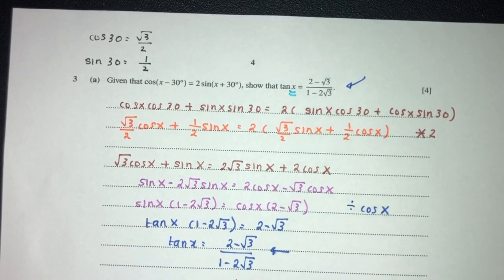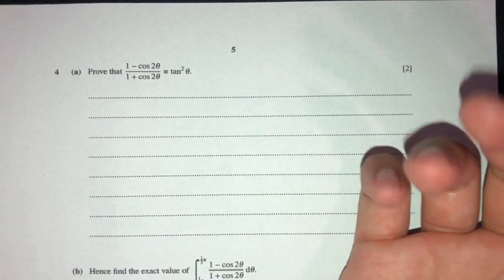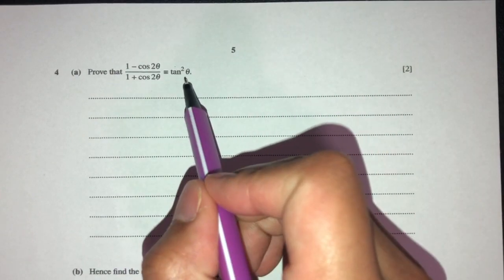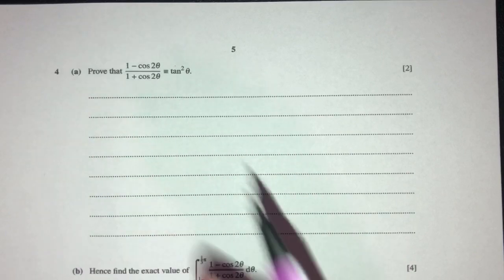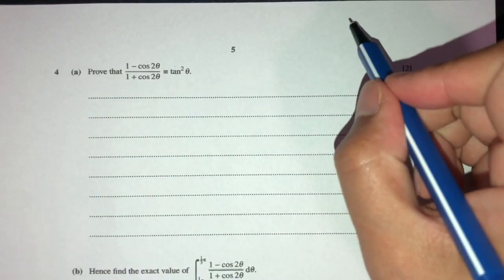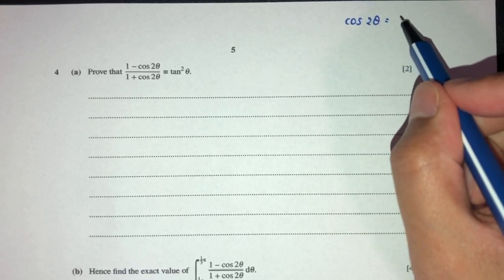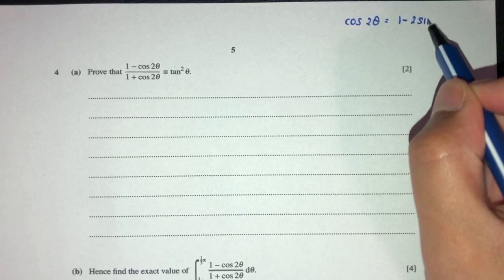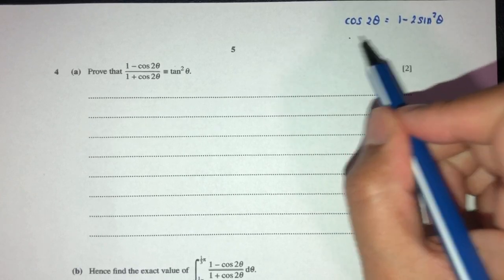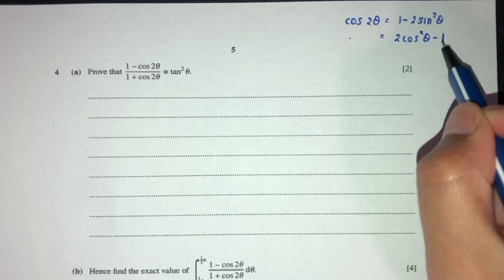Question number 3. Now let's move on to question number 4. We have to prove the left hand side is equal to the right hand side. So the first thing we do realize here we have the angle is theta, but here we have 2 theta. So let's try to break this down. Now first thing first, we do know cos of 2 theta could be two things. It could be 1 minus 2 sine square theta, or it could be 2 cos square theta minus 1.